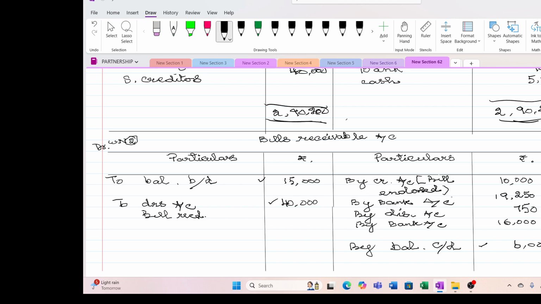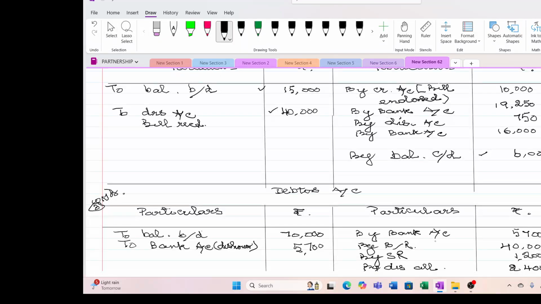But here the bank account is also there. So let us calculate the total. Now this side it is 55,000. Let me write the total. This is 55,000. This side is 10,000, 20,000, 30 plus 10, 46 plus 6, 52. So that is 3,000 less.